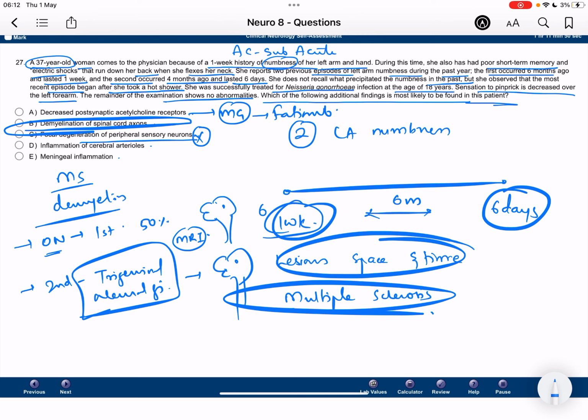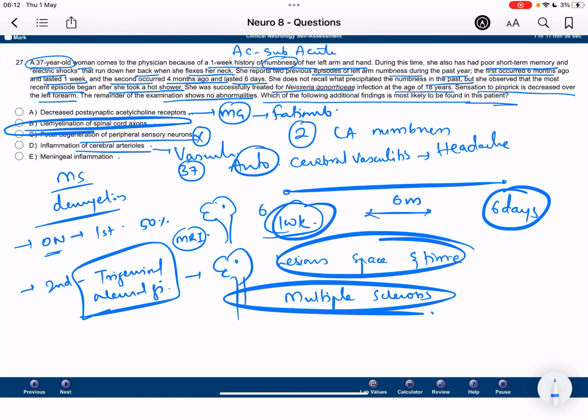Inflammation of cerebral arterioles is usually associated with vasculitis. However, this can be seen in young patients such as this female, but they are not separated in space and time. Usually associated with autoimmune conditions, the inflammation is also called cerebritis. Whenever there is inflammation or cerebral vasculitis, it presents with headache, confusion, and focal neurological deficits.